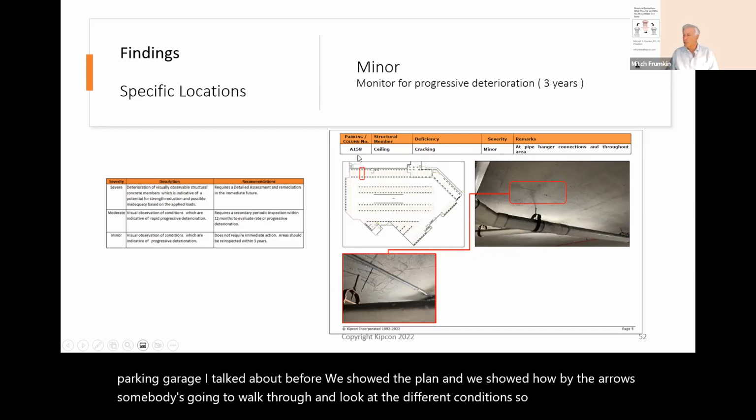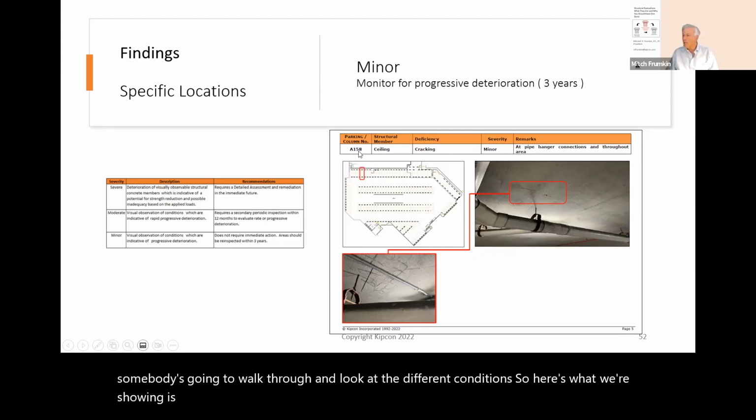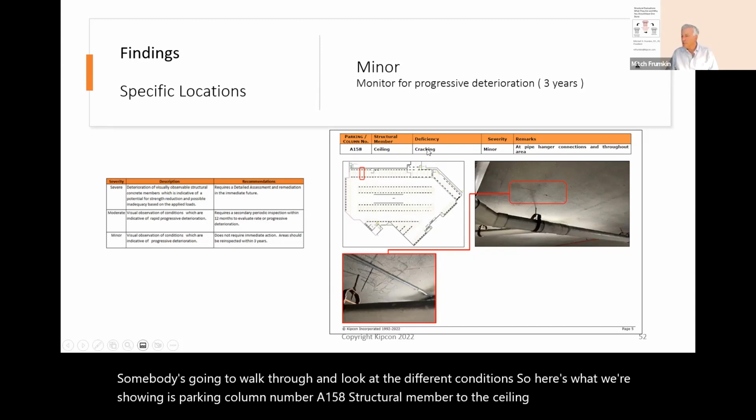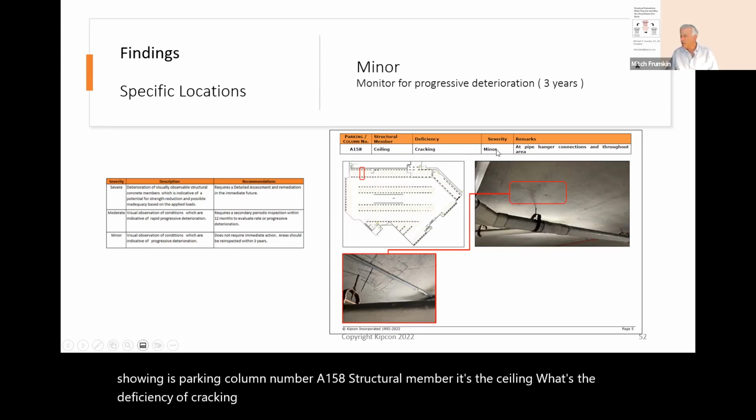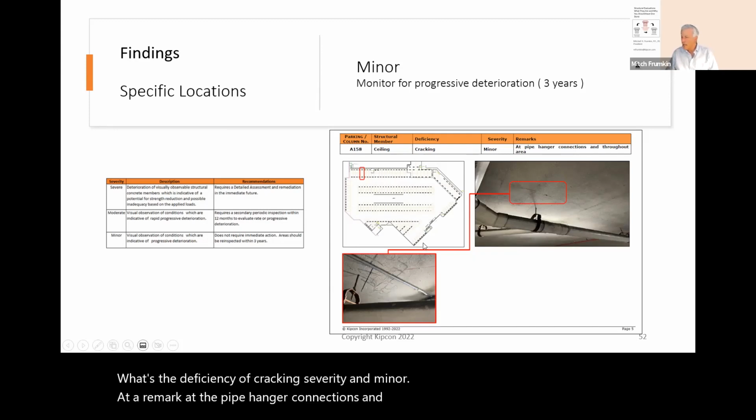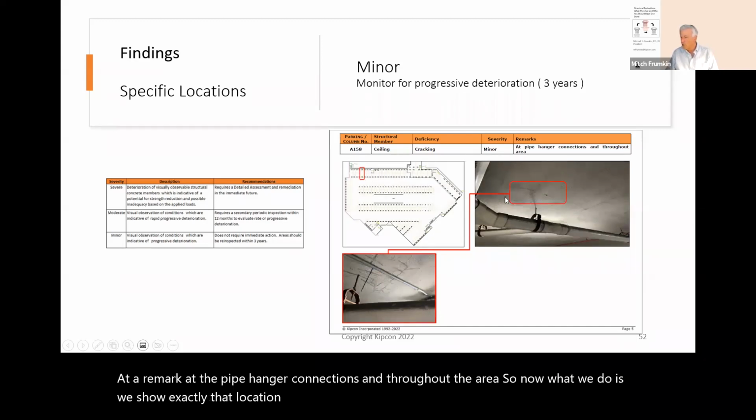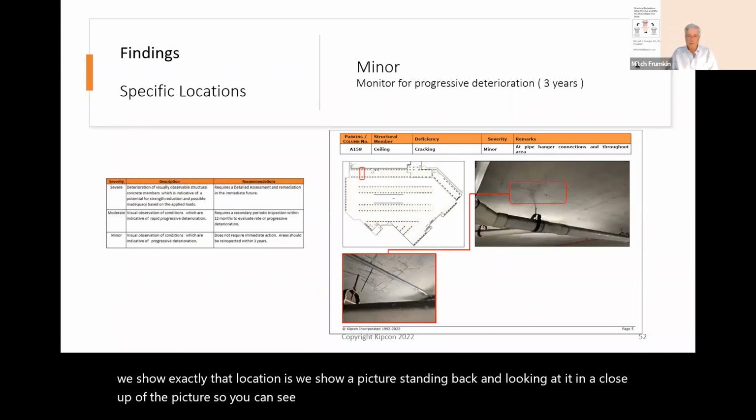So here's what we're showing: parking column number A158, structural member, it's the ceiling. What's the deficiency? It's cracking, severity minor, and a remark at the pipe hanger connections and throughout the area. So now what we do is we show exactly where that location is. We show a picture standing back and looking at it and a close-up of the picture so you can see it. This should be included in the report, very specific details of every single location and what you saw. So this is a case where it's minor deterioration.